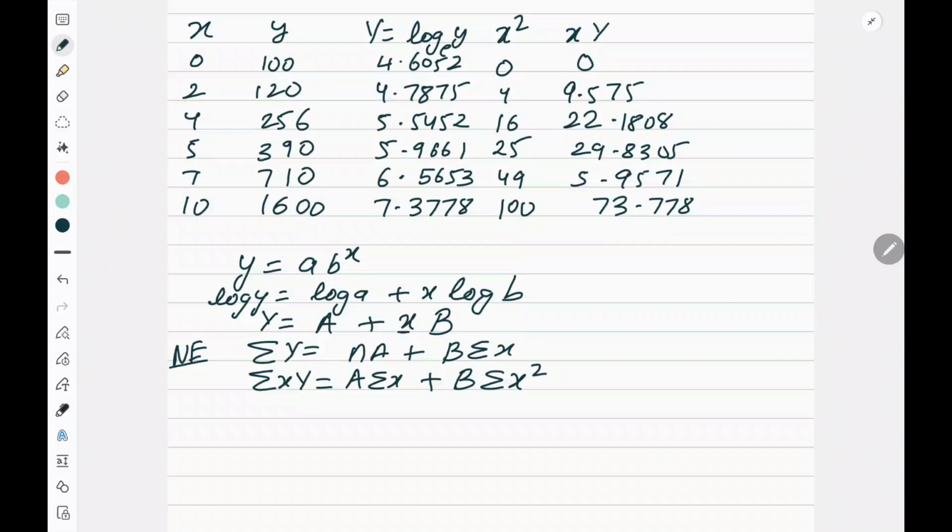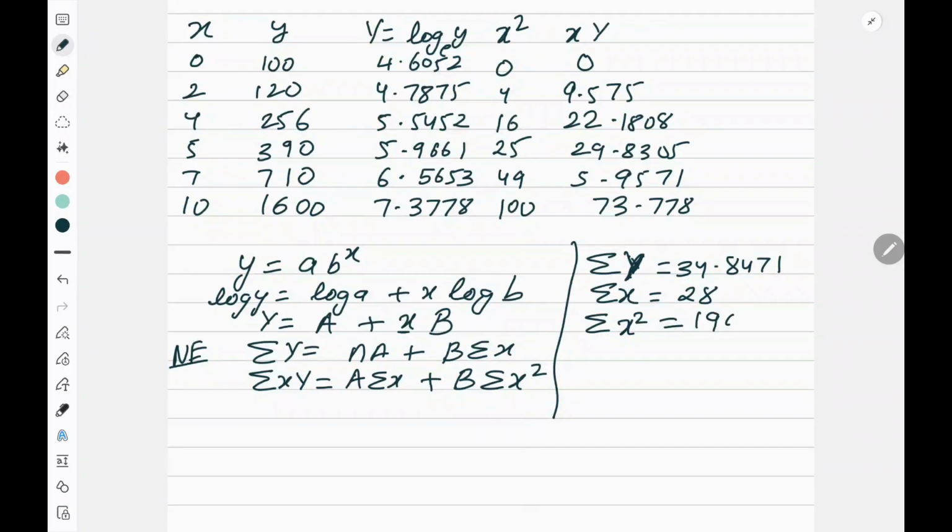Okay, this is how you will make the table. Now from here it is very clear that summation y is equal to 34.8471, summation x, this is capital Y, summation x is 28, summation x square is equal to 194, and summation xy is equal to 181.3214. Now substitute all these values in these two equations.